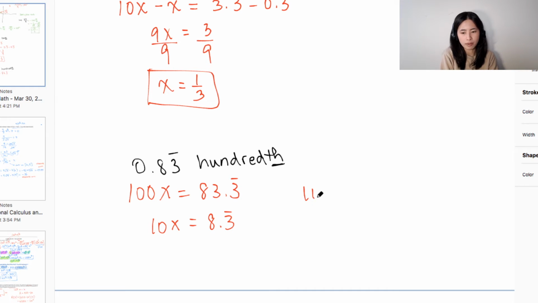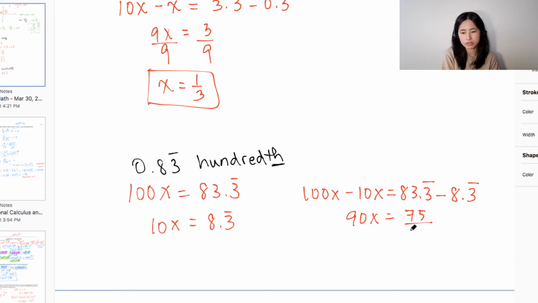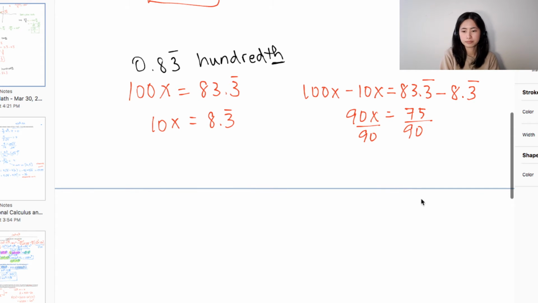So when I write this up, I would have 100x minus 10x, which is equal to 83.3 repeating minus 8.3 repeating. If I take this number and this number and subtract them, 83.3 minus 8.3 gives you 75. So this is actually 90x, and this is equal to 75. Dividing both sides by 90, x is equal to 75 over 90, which is 5 over 6. So x is equal to 5 over 6.